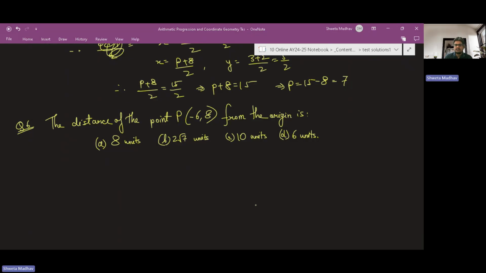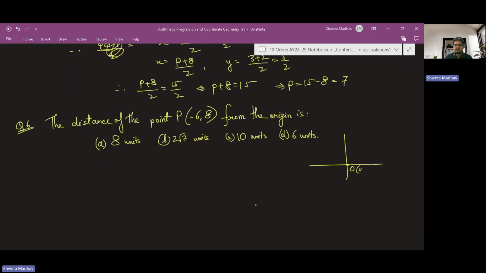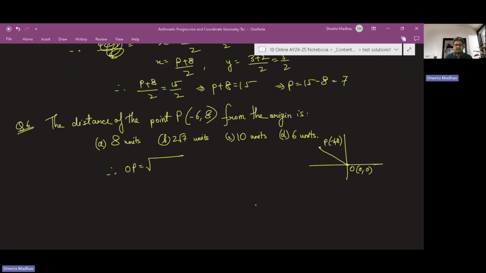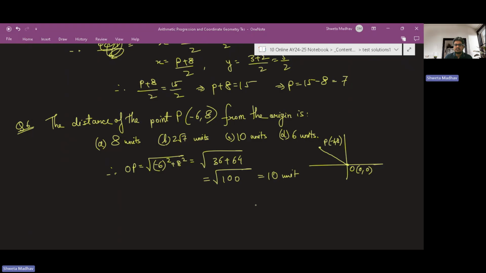So we have to find the distance of the point B from the origin. Origin is 0, 0, and point B is here, which is minus 6, 8. I have to find out the length. So therefore, the length OB will be equal to square root of minus 6 whole square plus 8 square. So that will be 36 plus 64. That is equal to root over 100. That is equal to 10 units. So option C is the correct answer.